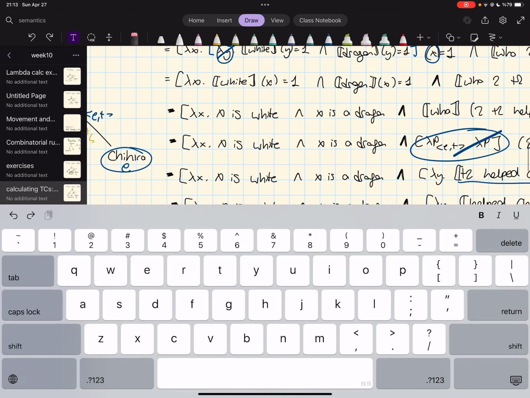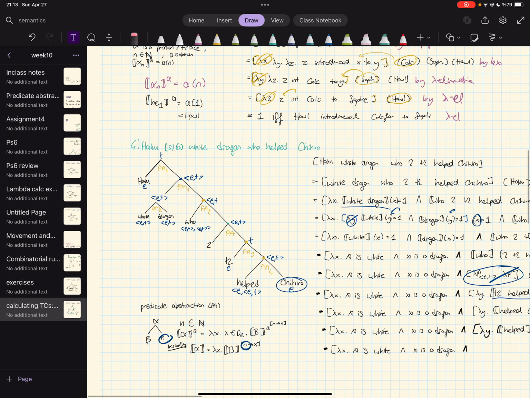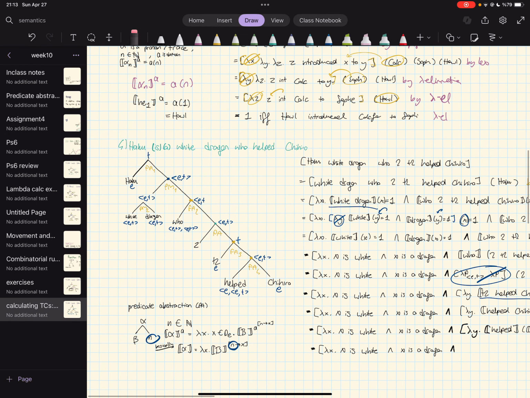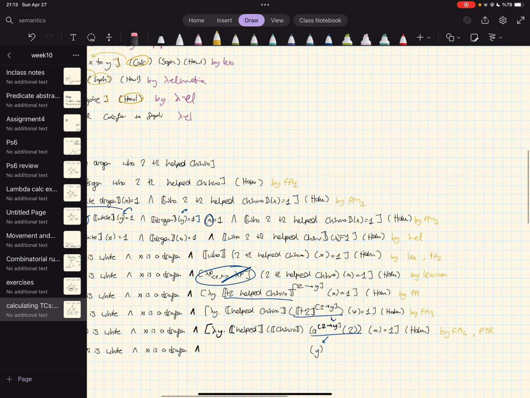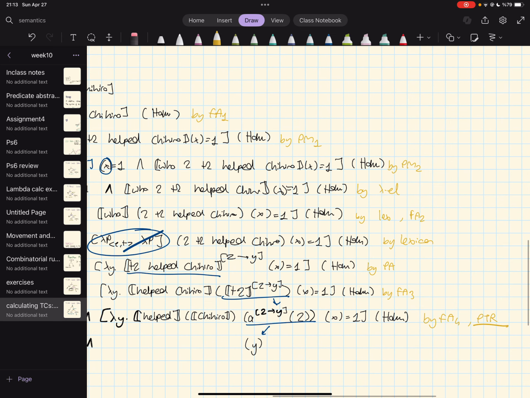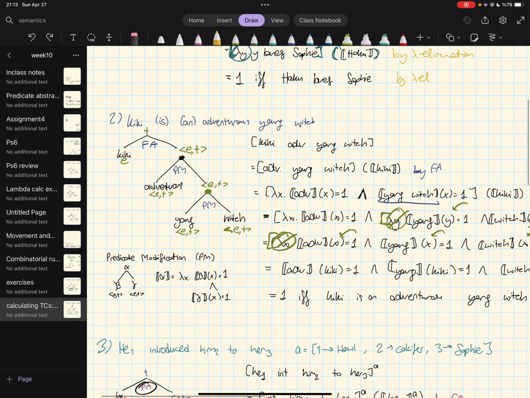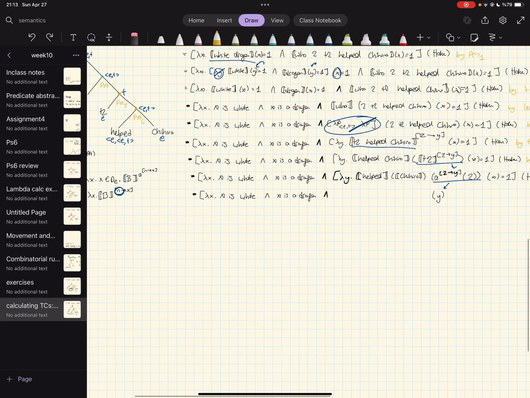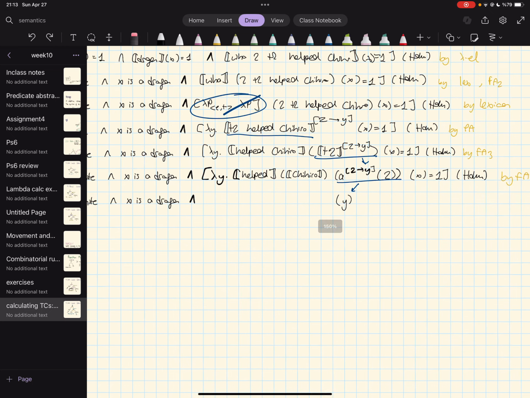So, for our next step, guys, take a look. We have done everything. We did FA 1, 2, 3, 4, 1, 2, 3, 4. We did 3 predicate modifications as well as PA, and as we went along the steps, we also had to do PTR, and we made use of our lexicon at some points. And now, what should we do now? Let's simplify this a little bit.